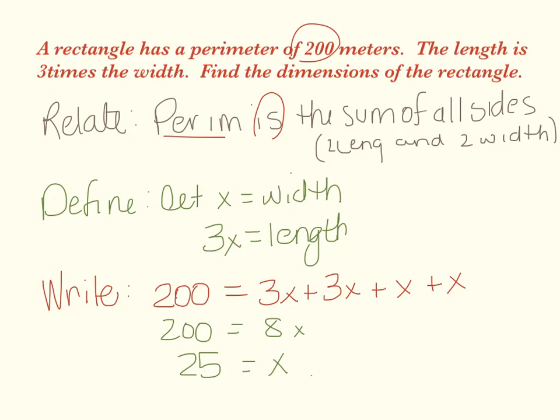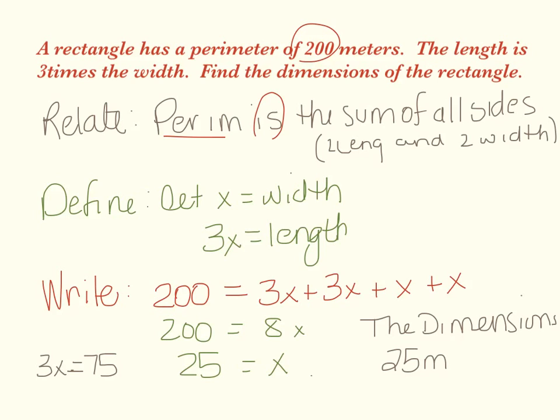So now I have to make sure I've answered the question. Of course, that's the most important thing. Go back, make sure you're answering the question. I found x, but I have not yet given the dimensions of the rectangle. So if x is the width, then I need to find the length. 3x will equal 75. Let me put that together. The dimensions of the rectangle will be 25 meters by 75 meters. So that gives the dimensions, length times the width.